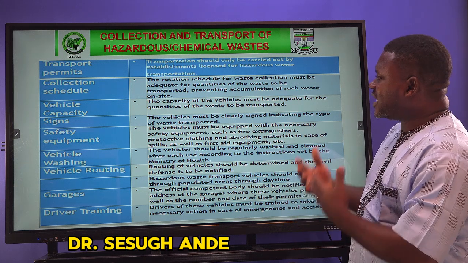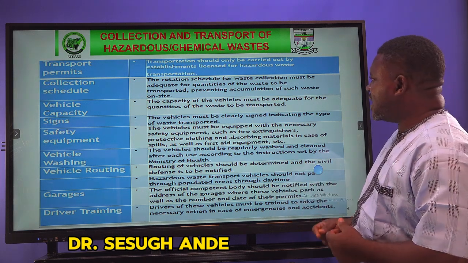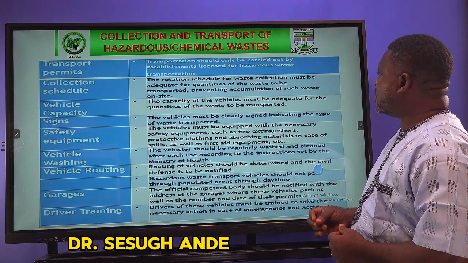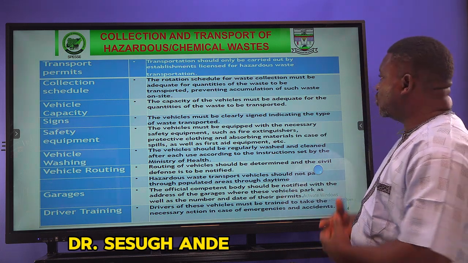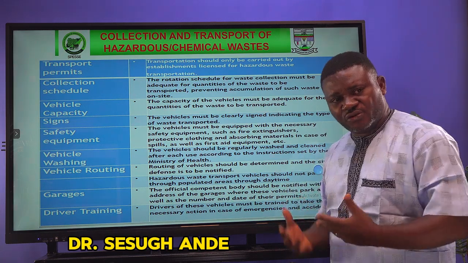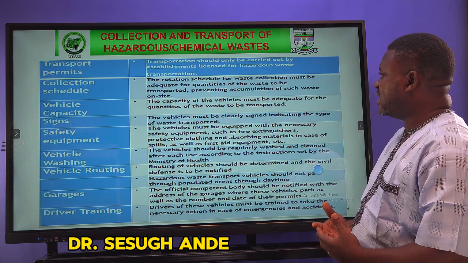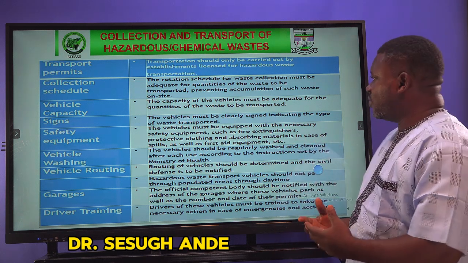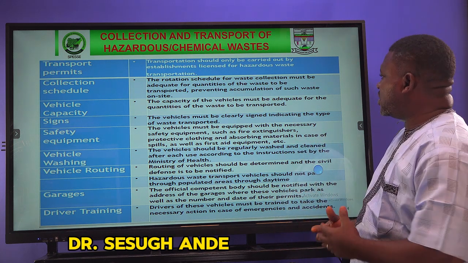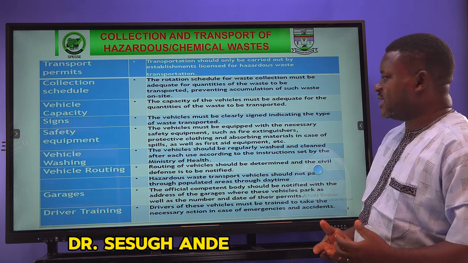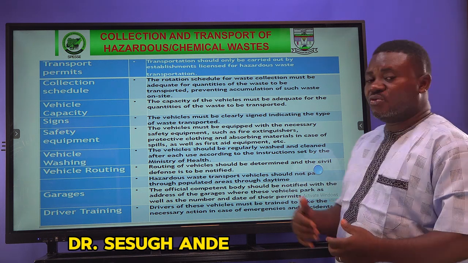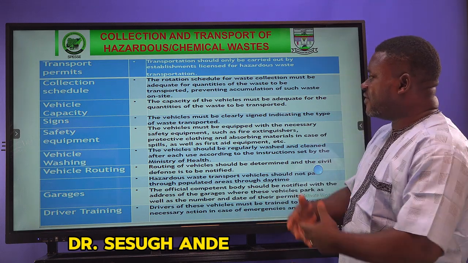One, we have the transport permit. And here it means transportation should only be carried out by establishments that are licensed to deal with these hazardous materials. And then you have the collection schedule, which has to do with the rotation schedule for waste collection. It must be adequate for quantities of the waste to be transported, preventing accumulation of such waste on site. And then you have the vehicle capacity.